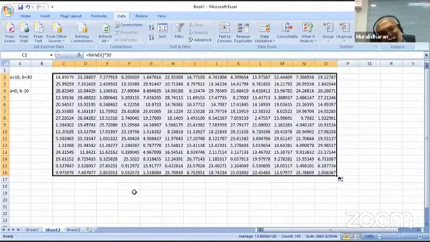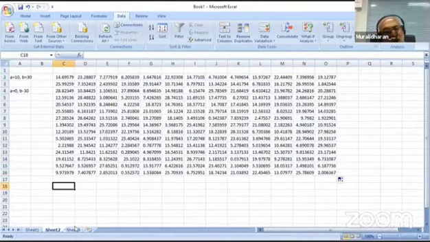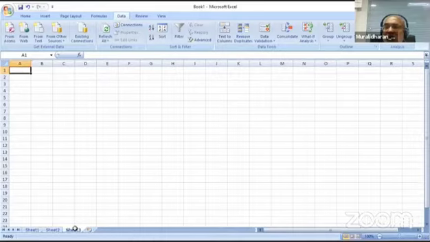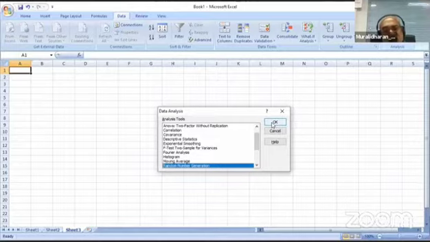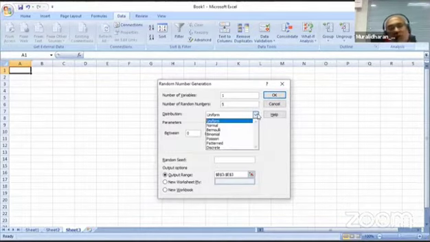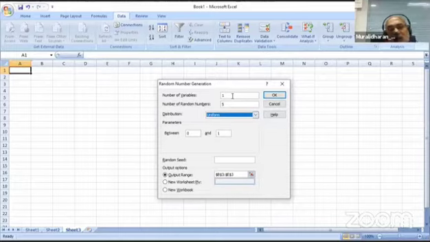I would prefer this one, but there is another way of generating random samples. I'm going to the next sheet, just to show you how it can be generated. Go to Data Analysis. There is a panel called the Data Analysis toolpak panel. There you can see Random Number Generation. Just say okay. Now you can say uniform, no problem. How many random variables do you want?